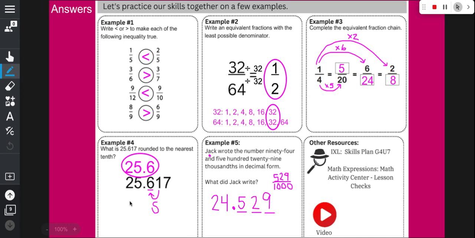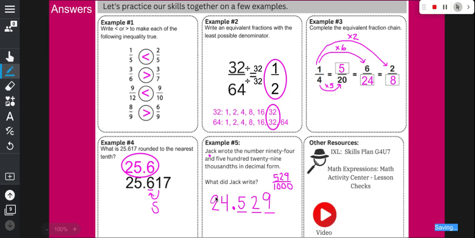Rounding to the nearest tenth, the 6 is in the tenth spot. The 1 tells it what to do, and it says to stay. So our 25 stays and our 0.6 stays. Everything else goes away. And our last one, Jack wrote a number, 94.